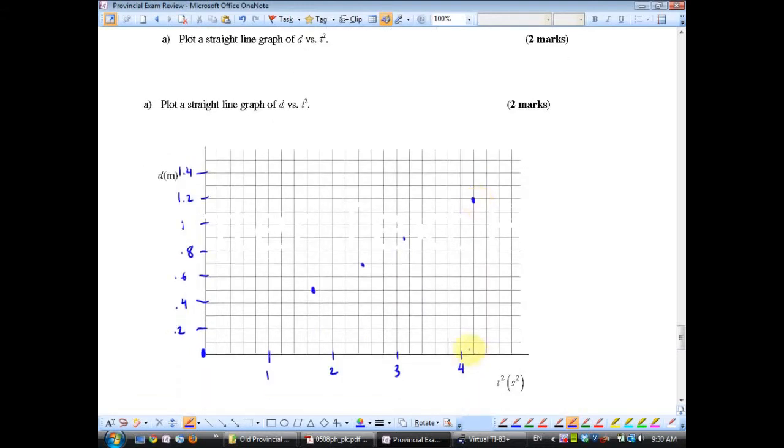4.2, 4.4, 4.6, 1.3, about, oh, a little lower, about there. Try that again. Okay, freehand it. Use a ruler, but I can't put one on the screen. There's my line of best fit.